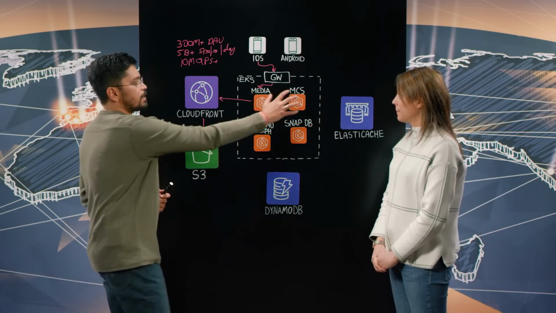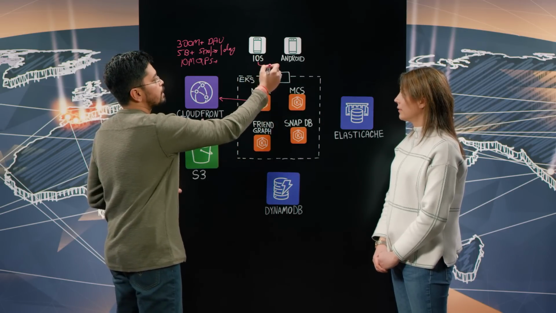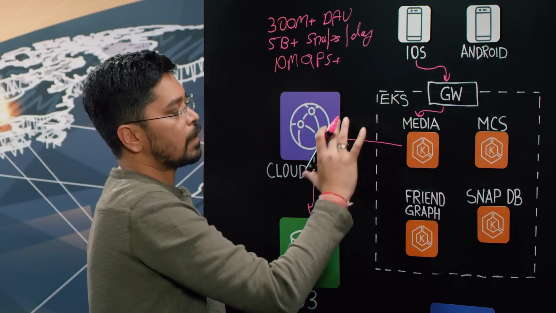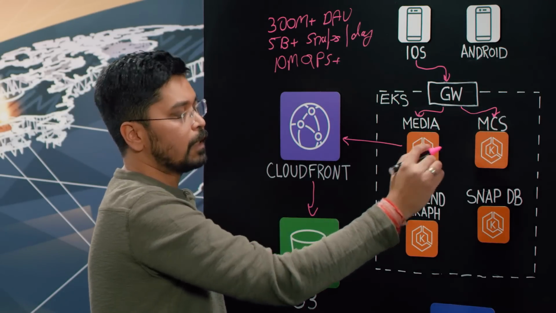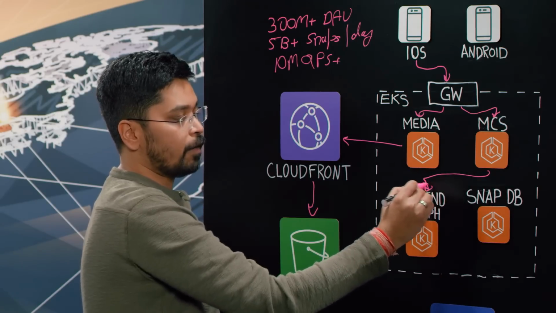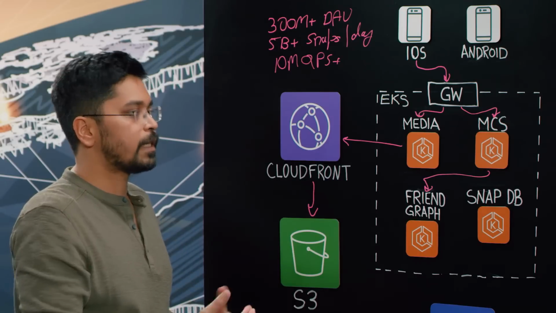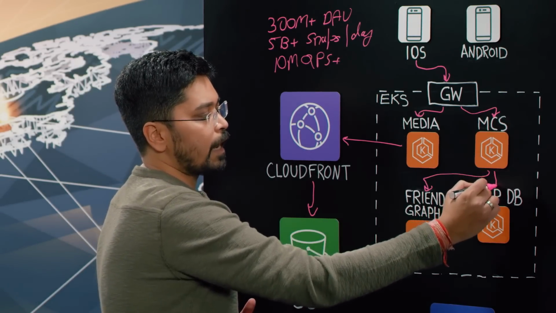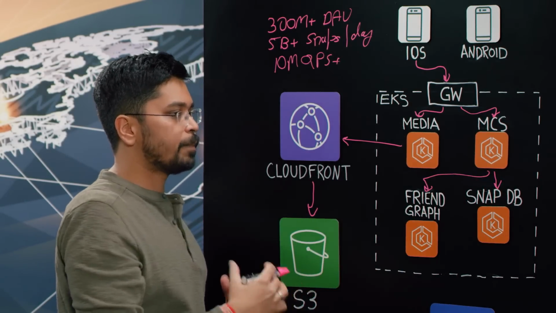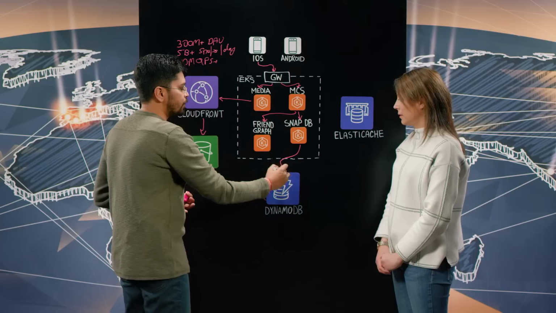Our MCS is the core orchestration service. Once the client has persisted the media, it makes a request to the core orchestration service, which then checks the friend graph. The friend graph ensures that the sender actually has permissions to send the message to the recipient. Once the permissions check is done, it persists all of the conversation metadata into our own database called SnapDB, which under the covers uses DynamoDB.